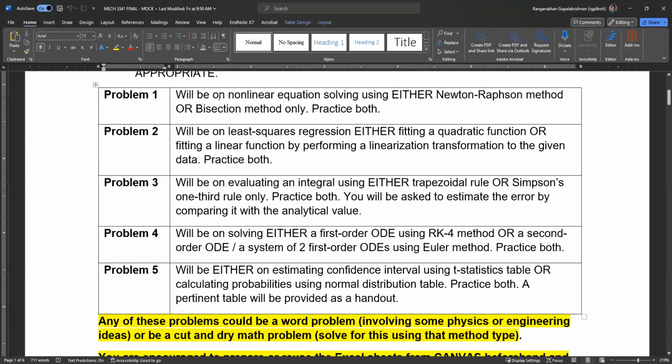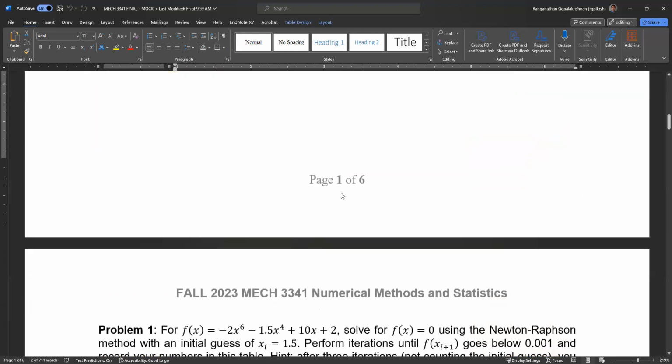Problem 1 is going to be solving a nonlinear equation, either using the Newton-Raphson method or the bisection method. Only these 2 methods, so you need to practice both. You won't know which one is going to appear, so you should know both methods at least.